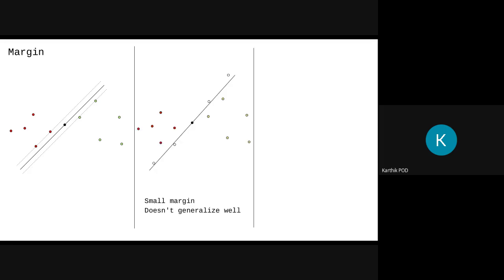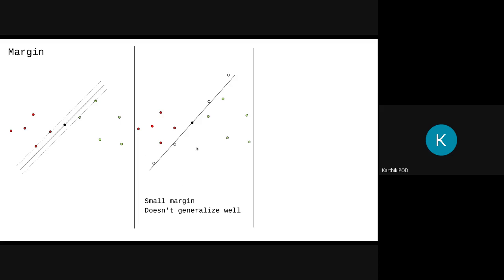The idea of margin is something like this. You have these two separating hyperplanes and you have some margin here. This is the margin for one particular linear classifier. There are some problems with it: here the margin is small. By margin I mean the distance between these two dotted lines, roughly. It will become more precise as we go along. Small margins do not generalize well.